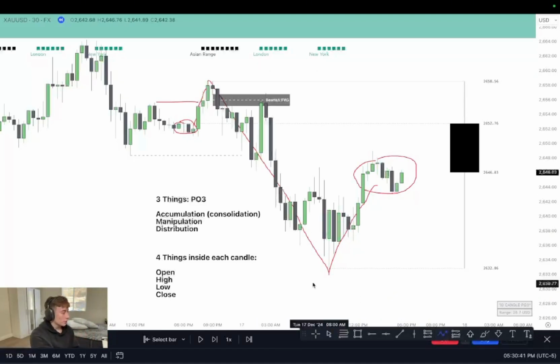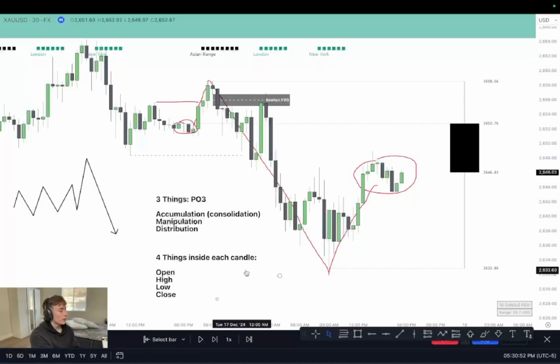First, you accumulate. So the first step of PO3, you're accumulating. Manipulation aims to take out the buy side and then the sell side. So people think that the distribution actually occurs after this first move, but that's not exactly correct. The actual distribution occurs after we pull back up right here into an inefficiency. The distribution occurs after the manipulation takes out both sides of liquidity.